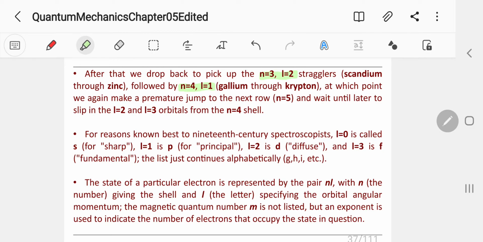And after that, at that point, it will jump to the next row, n equals 5, until n equals 5, l equals 0 is filled up. It goes back then to n equals 4, l equals 2, and also l equals 3, for the preceding orbital of n equals 5, that's n equals 4.